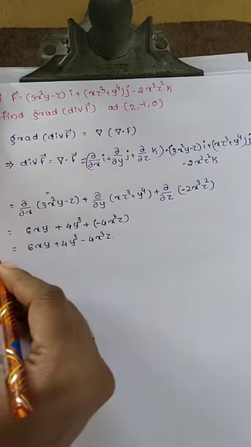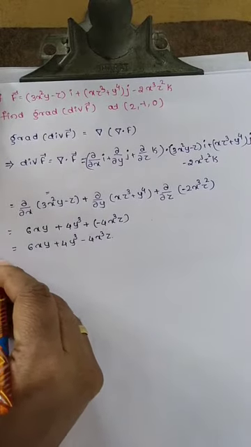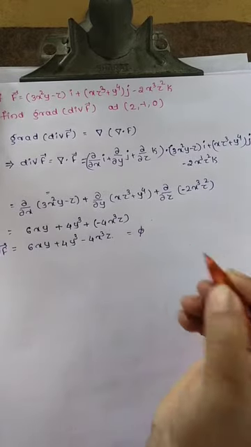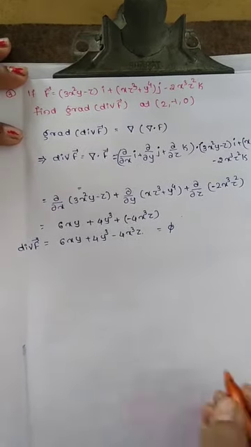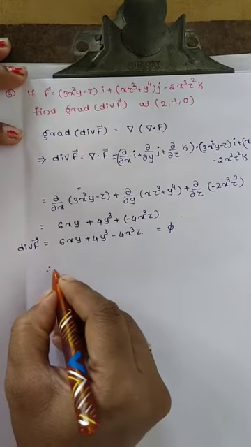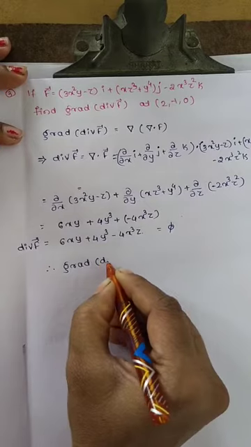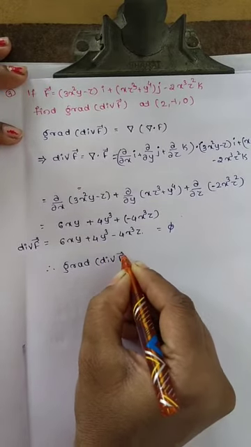This is our divergence of vector f. This is a scalar quantity. By using this, we have to find the grad of the divergence of f.